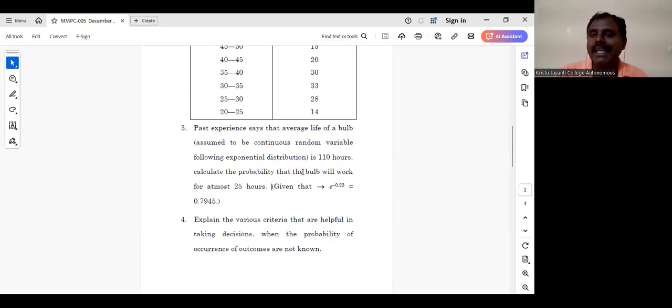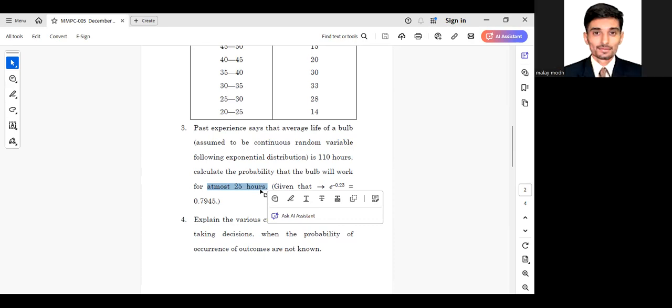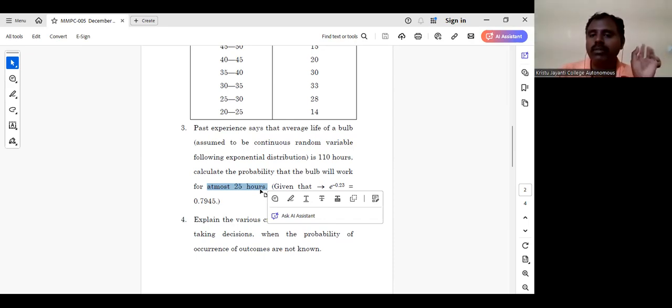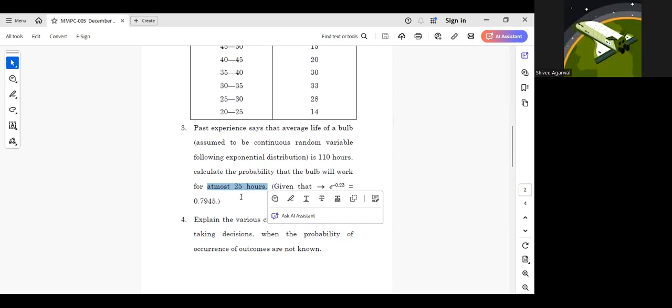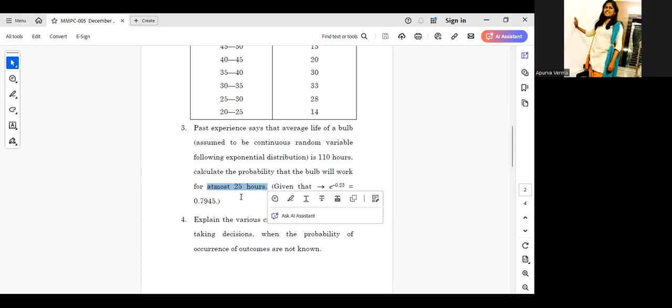Here, calculate the probability that the bulb will work at most 25 hours. That means the maximum it will work is 25 hours, that is, less than or equal to 25. So you have to use the less than or equal to formula: 1 minus e to the power minus lambda x.